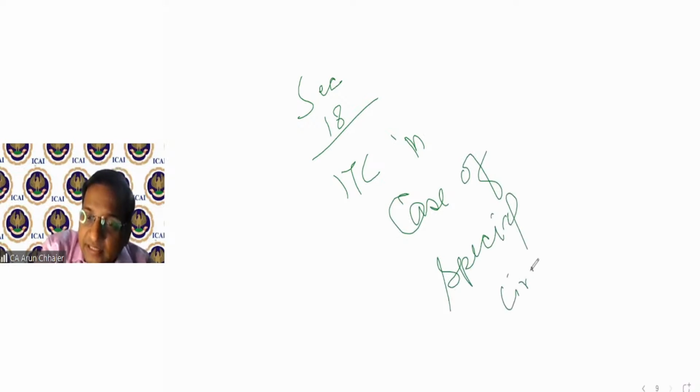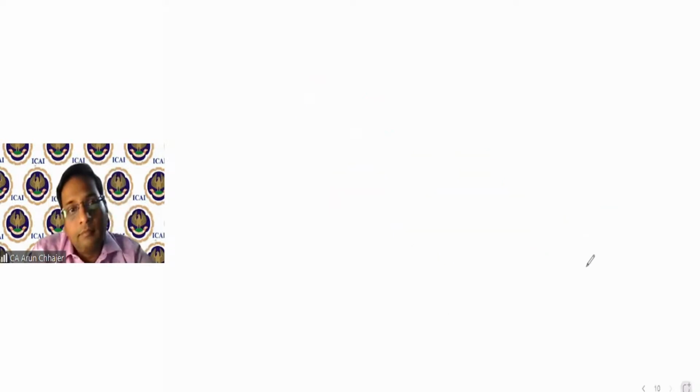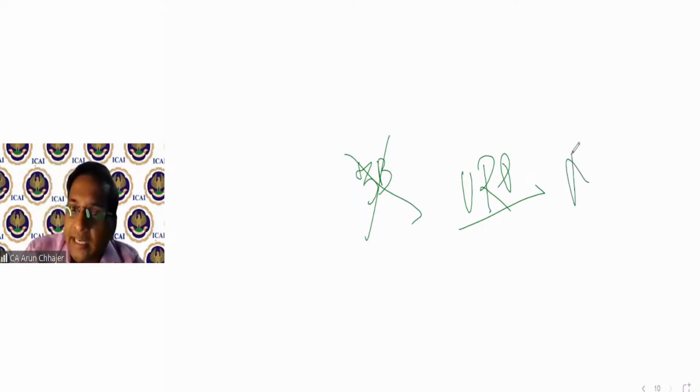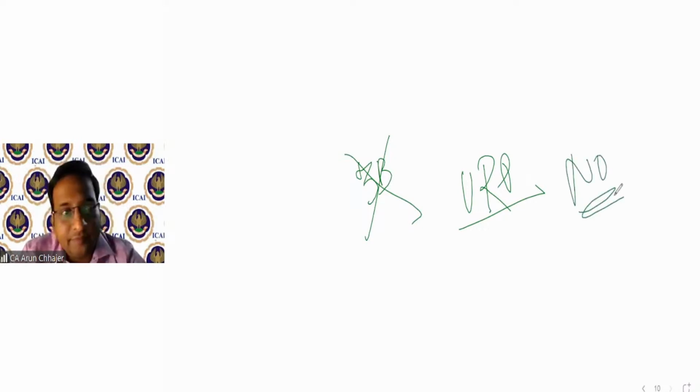ITC in case of special circumstances means you are not taking the ITC through GSTR 3B. Why? Because at that point of time, I am not a registered person. I was an unregistered person. Can I take the ITC if I'm unregistered? The answer would be no. I can't take the ITC if I'm unregistered.